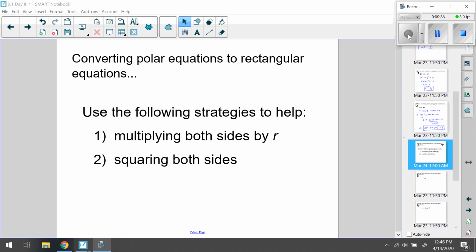So the second part of our lesson, we're going to be doing the opposite. We're going to convert polar equations to rectangular equations. And our book offers 2 strategies that can help with that.